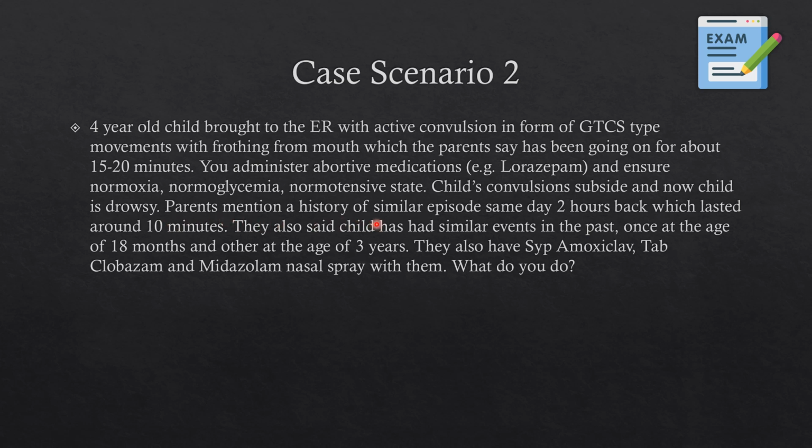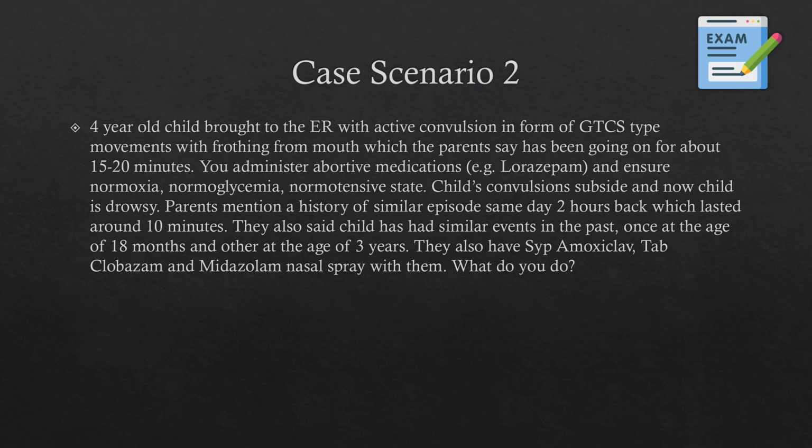Parents mention a history of a similar episode the same day, 2 hours back, which lasted around 10 minutes. That means the seizure has recurred within the initial 24 hours. That is also a feature of complex febrile seizure. They also said the child has had similar events in the past, once at the age of 18 months and at the age of 3 years. They also have syrup amoxiclav, tablet clobazam and midazolam nasal spray with them, which they have given.